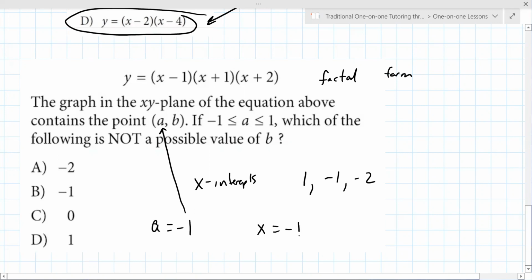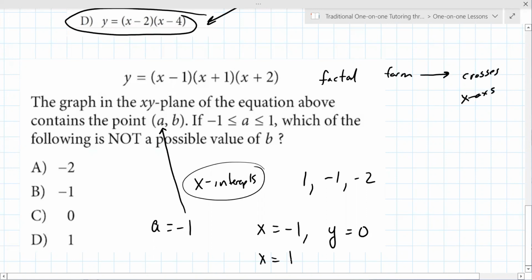So when x is -1, what is the Y value? 0. Why is it 0? It comes from what we just did before. What does the factored form tell you? And you just wrote it down here. It's just the x-intercepts. Yes, it's where it crosses the x-axis, which means y is 0. So what about when x is 1? What is y?